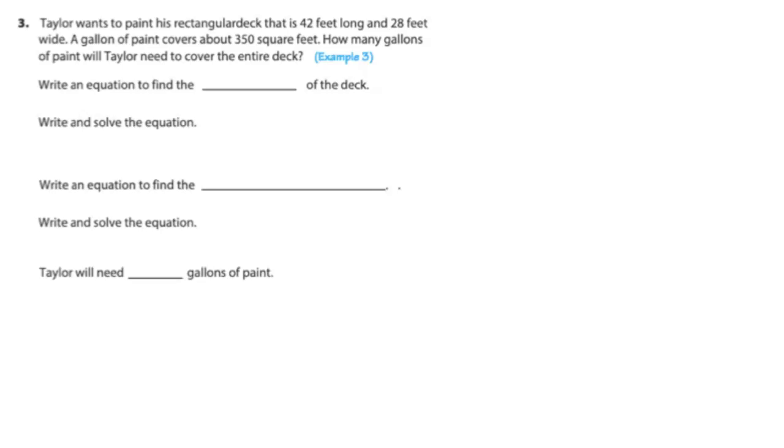Question 3 says, Taylor wants to paint his rectangular deck that is 42 feet long and 28 feet wide. A gallon of paint covers 350 square feet. How many gallons of paint will he need to cover the entire deck? So the first thing is we need to write our equation. Well, we have a rectangle. Okay, so we have area equals length times width. So I start with that. L stands for length. W stands for width. So now we need to write and solve the equation. Okay, so we're going to write an equation to find the area for our deck.